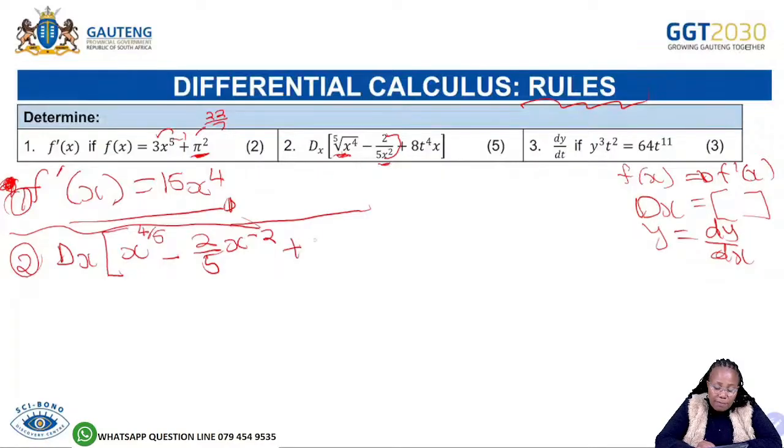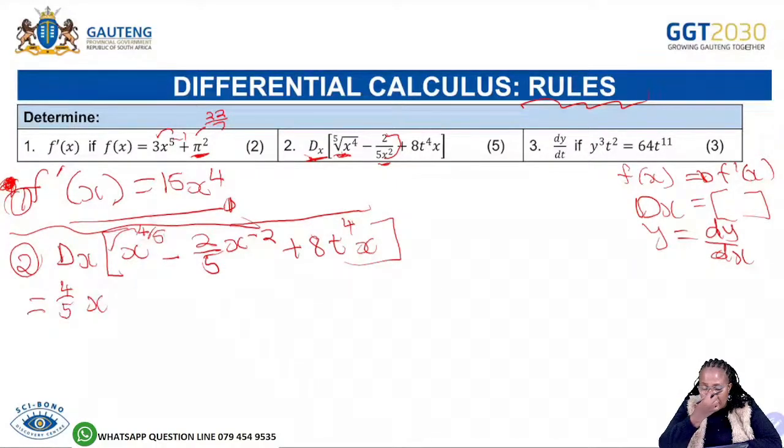And then now we have 8t to the power 4x, but we are deriving in terms of x, not t. And then now continue. Let's derive now. It's 4 times 1, 4/5. X to the power 4/5 minus 1 is -1/5. Check with your calculator, grade 12. Minus 2 times -2/5 is +4/5. X to the power, and the -1 is -3.